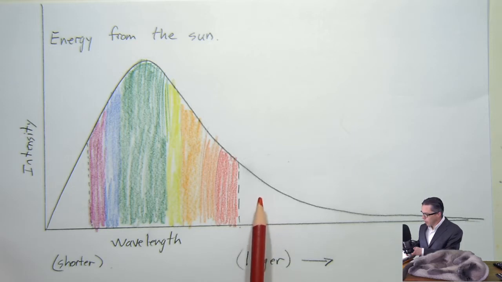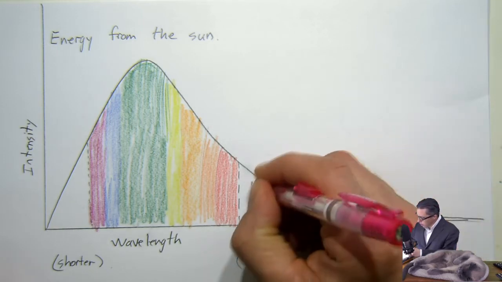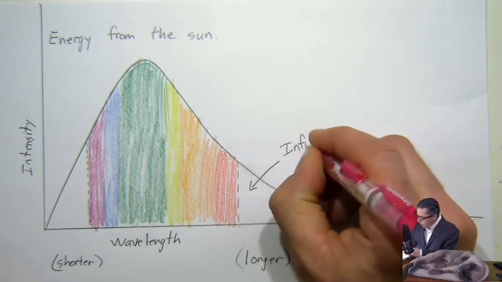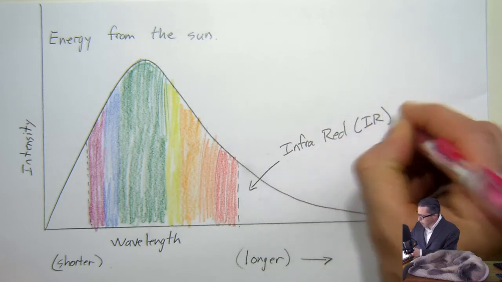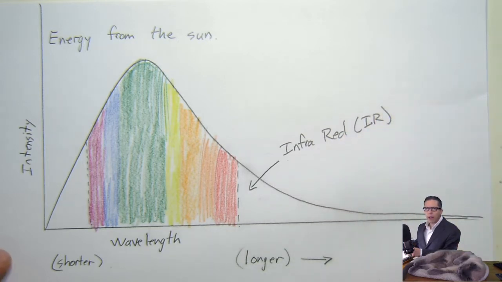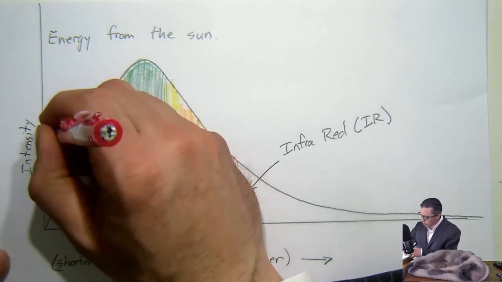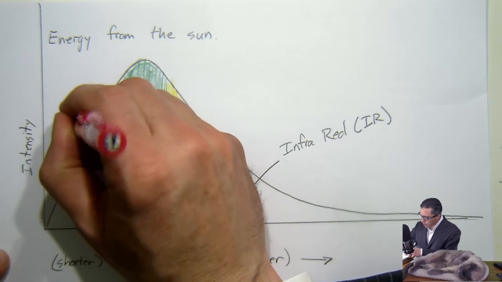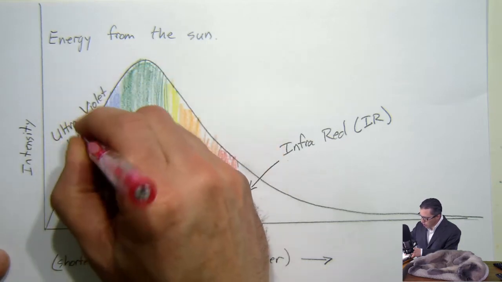Now the ones that are too long to see, we call those infrared. Sometimes we abbreviate this as IR. And the waves that are too short to see, we call those ultraviolet, or UV.